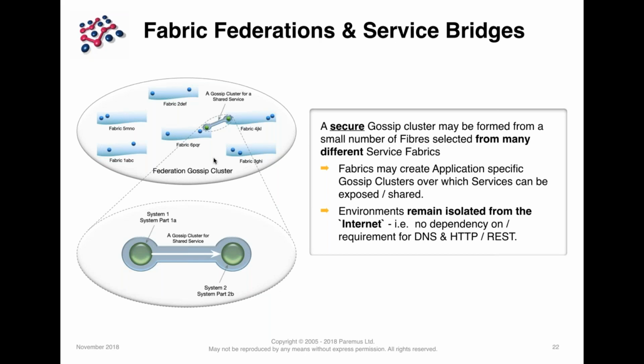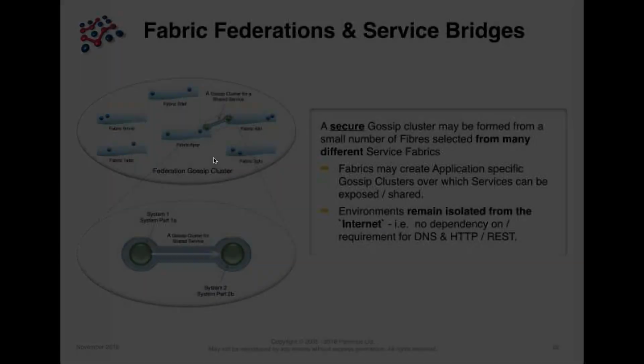And the reason for doing this is that it means that services can be exported within the federation between fabrics, but without any reliance on internet infrastructure. So there's no requirement for DNS. And the services can be of any type: RPC, messaging or eventing, it can be MQTT. There's no requirement to use HTTP.